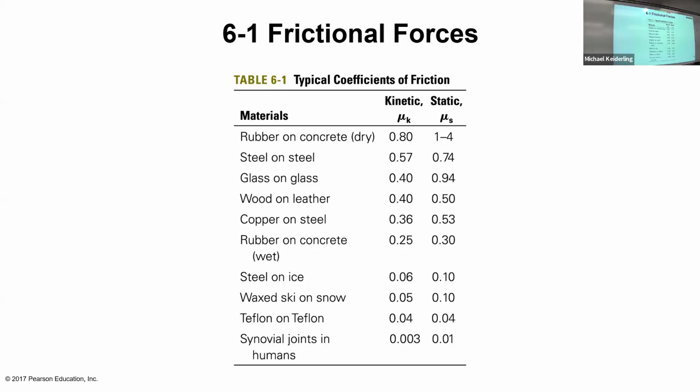Rubber on concrete when wet, 0.25 for kinetic, 0.3 for static. Steel on ice, 0.06 for kinetic, 0.1 for static. Wax ski on snow, 0.05 for kinetic, 0.1 for static. Teflon on Teflon, 0.04 and 0.04. Teflon's really slippery, so the difference between static and kinetic is pretty small. And then synovial joints in humans are 0.003 for kinetic and 0.01 for static, because they're very well lubricated. This is on the same scale as lubricated ball bearings.